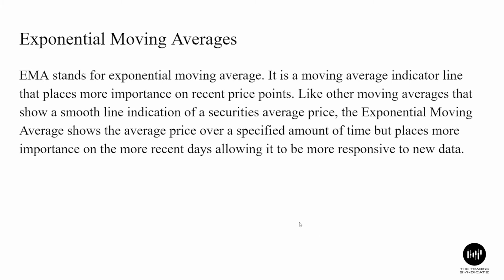EMA stands for exponential moving average. It is a moving average indicator line that places more importance on recent price points. Like other moving averages that show a smooth line indication of a security's average price, the exponential moving average shows the average price over a specified amount of time, but places more importance on the more recent days, allowing it to be more responsive to new data.